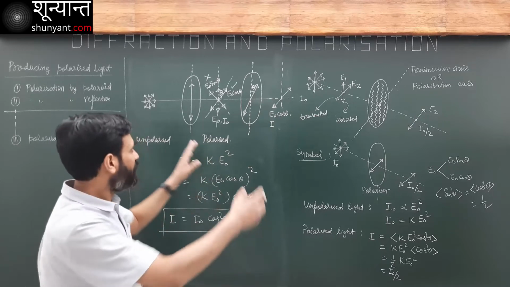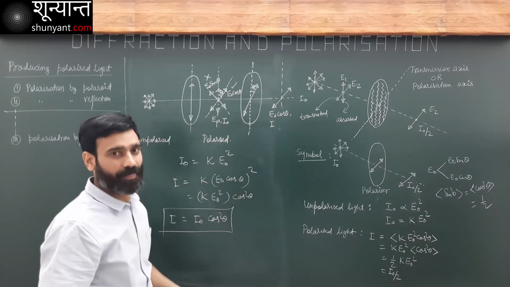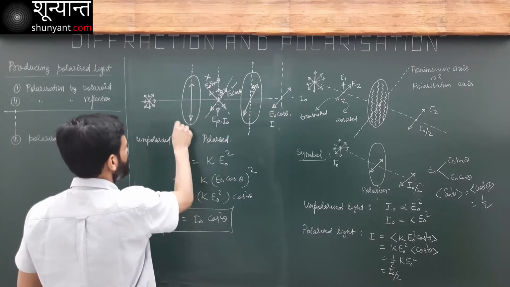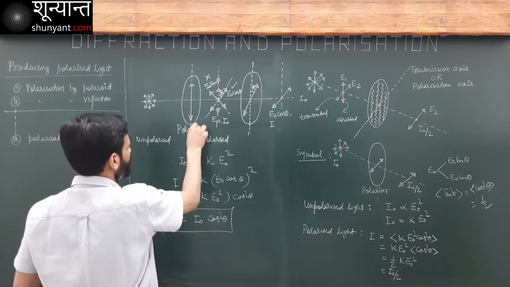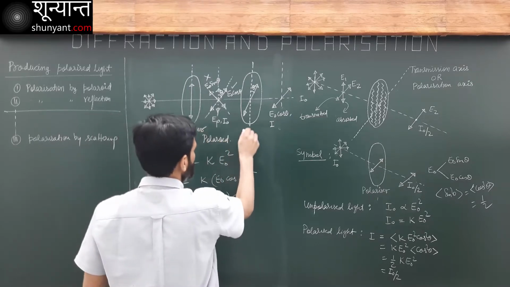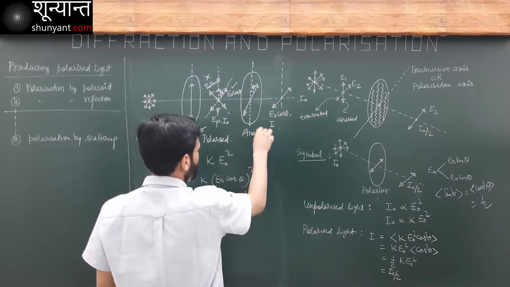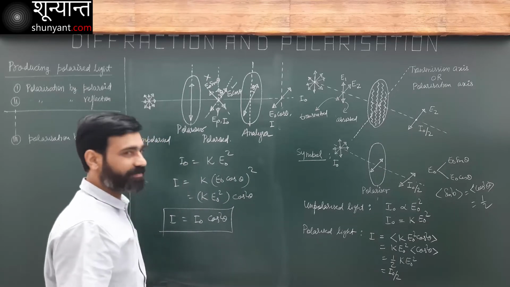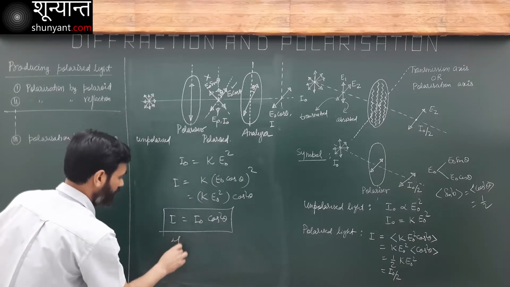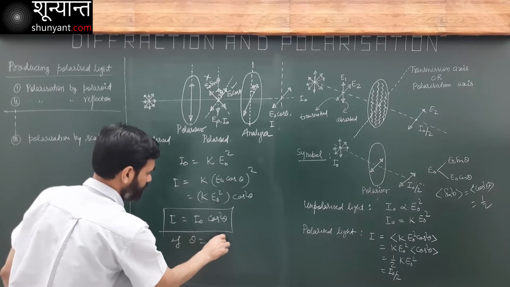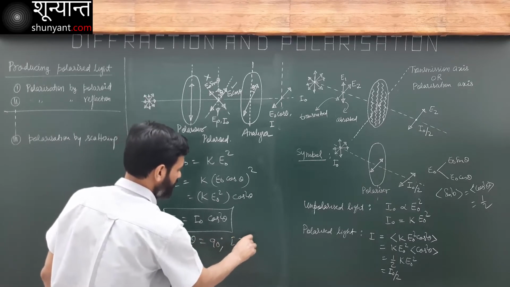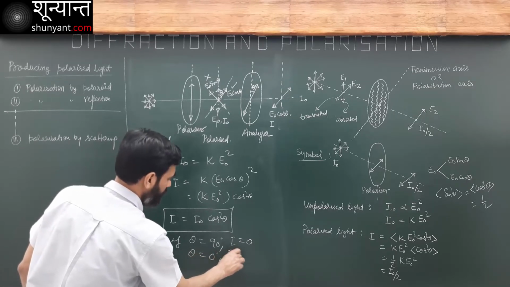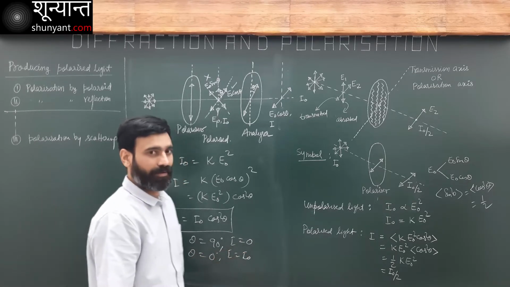Whenever we make such an arrangement, the first polaroid is known as the polarizer, and this is known as the analyzer. Now, what will be the intensity if theta is 90? If theta is 90, I is going to be 0. If theta is 0, I is going to be I naught.